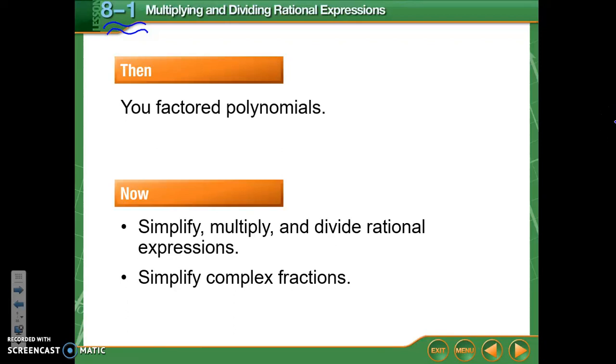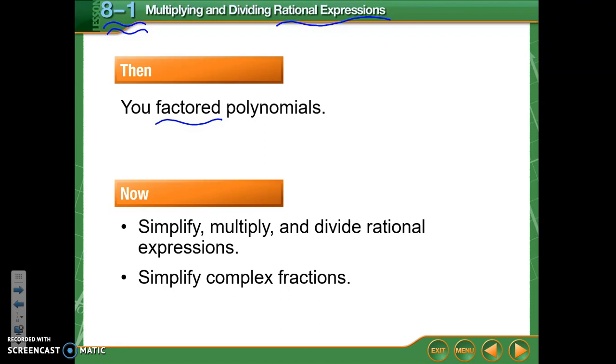Hello, hello. It is time to start Chapter 8. Chapter 8 is all about something called rational expressions and functions, which we're going to talk about today. Today we're going to specifically talk about multiplying and dividing rational expressions. This has a ton to do with factoring.